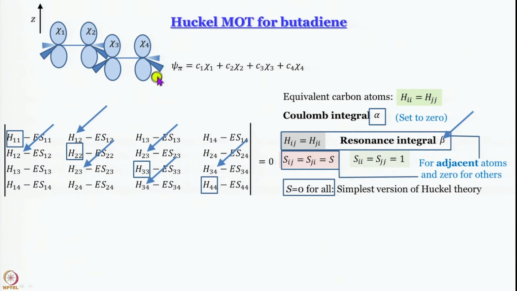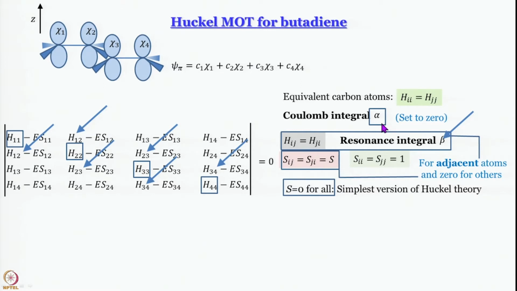We have expressed the pi wave functions, pi molecular orbitals, as a linear sum of the pz orbitals of the 4 participating carbon atoms, and we have written the secular equation. In the secular equation we have realized that since the carbon atoms are equivalent, HII has to be equal to HJJ, that has been equal to Coulomb integral, and for all practical purposes all measurement will be with reference to this Coulomb integral. So, this is really our 0 for measurement.